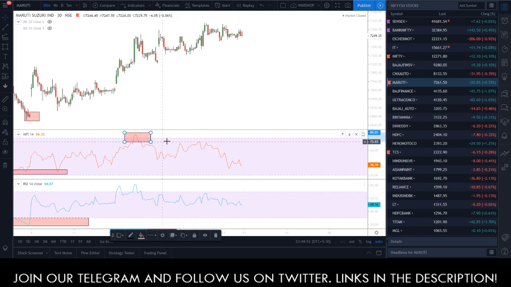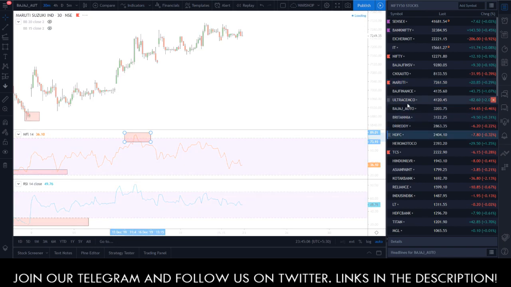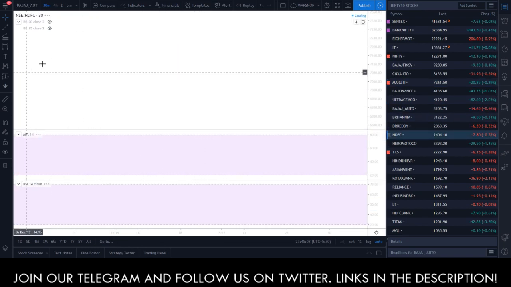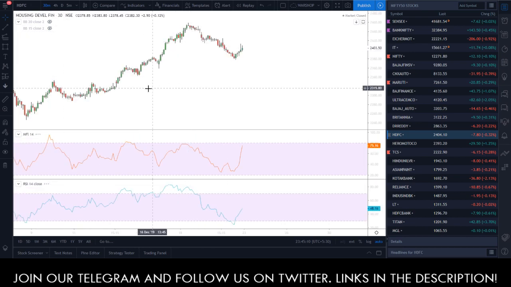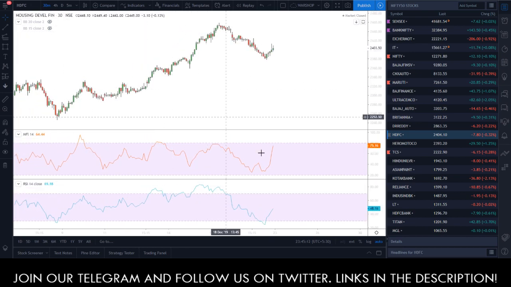MFI here simply tells you that the top of the stock is about to come or the bottom of the stock is about to come. I'll take a good example of some random, let's say HDFC, because sometimes it depends on the volume.